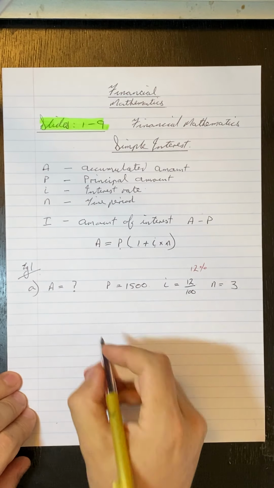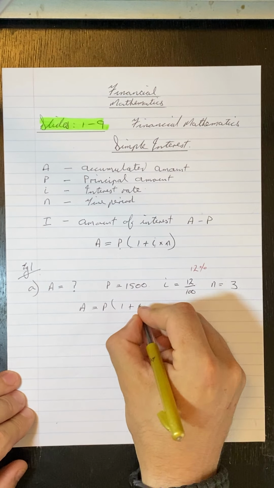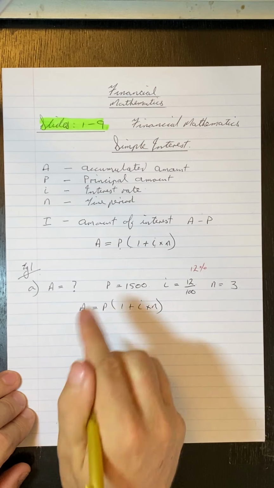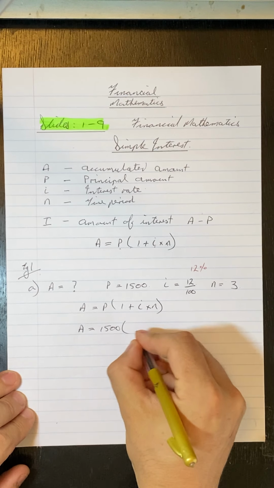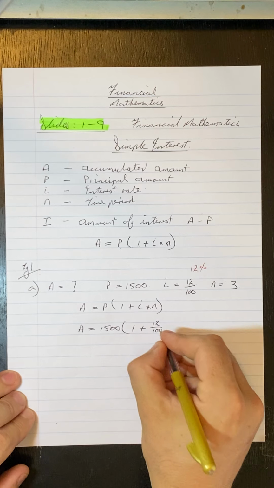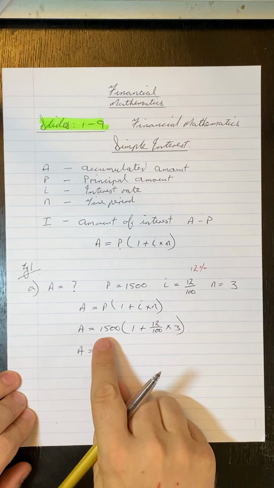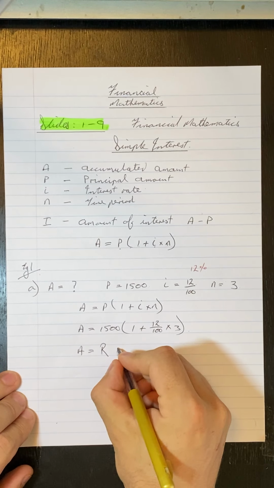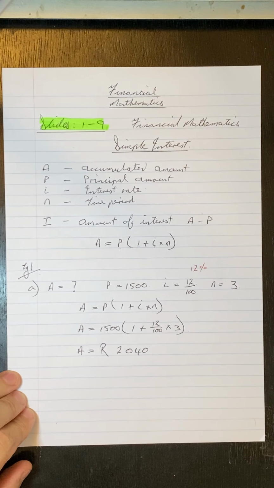So we're going to use our formula. A is equal to P(1 plus i times n). I'm just going to substitute our values into this equation. So we get A is equal to 1,500(1 plus 12 over 100 multiplied by 3). And we get our accumulated amount is, just put that on the calculator, and you should get a total amount of 2,040 Rand.